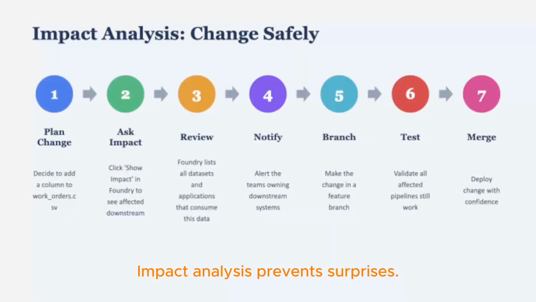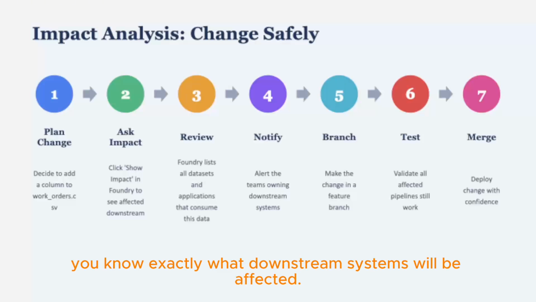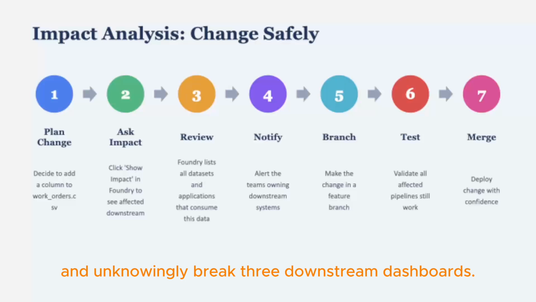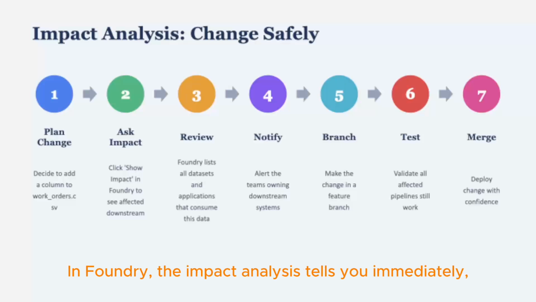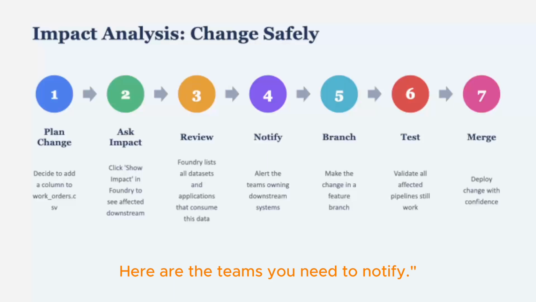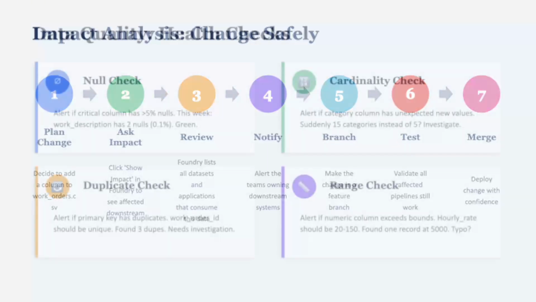Impact analysis prevents surprises. Before you change anything, you know exactly what downstream systems will be affected. In traditional data lakes, a developer might change a column and unknowingly break three downstream dashboards. In Foundry, the impact analysis tells you immediately. This change affects dashboard X, dashboard Y, and agent Z. Here are the teams you need to notify.